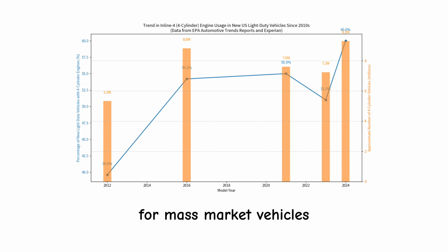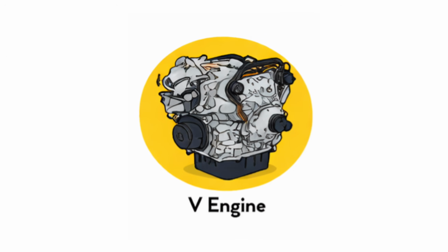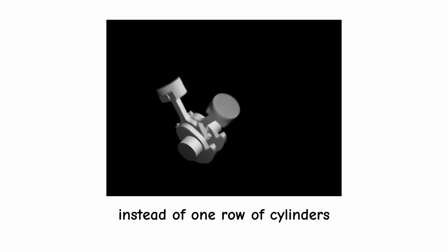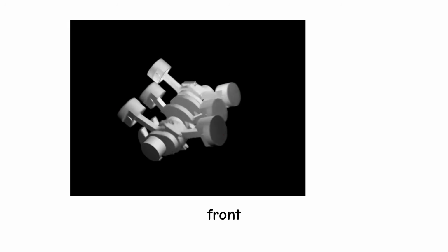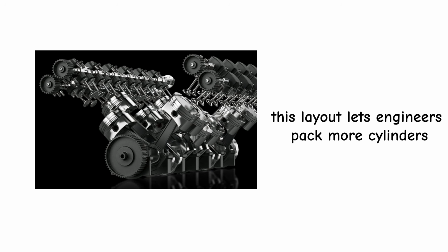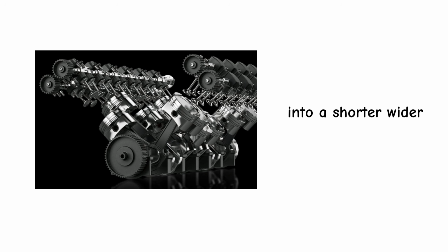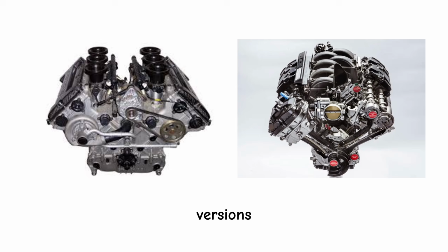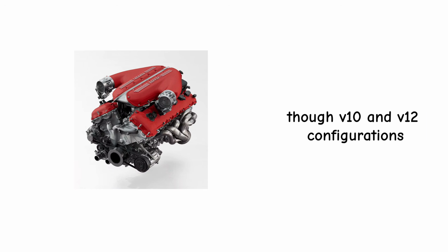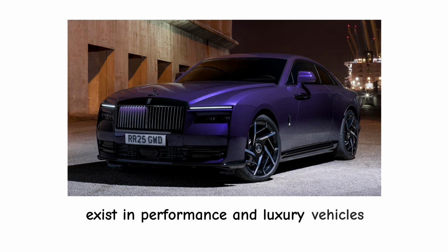V-engine. Instead of one row of cylinders, a V-engine splits them into two banks set at an angle to each other, forming a V-shape when viewed from the front. This layout lets engineers pack more cylinders into a shorter, wider block. V6 and V8 engines are the most familiar versions, though V10 and V12 configurations exist in performance and luxury vehicles.